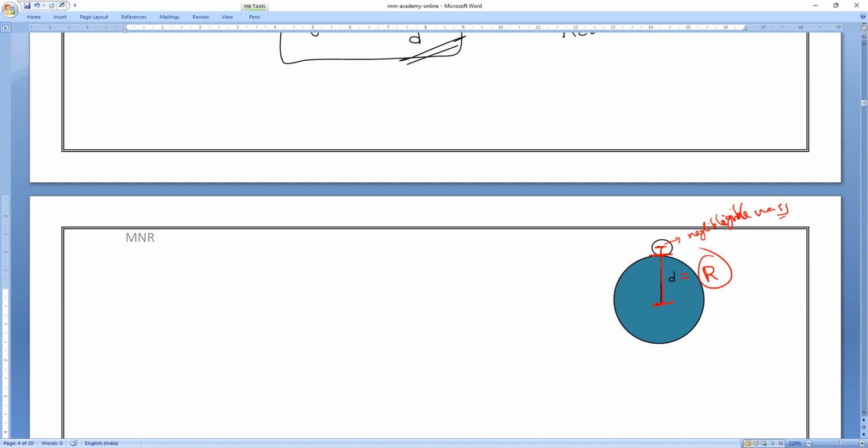Are you clear? As the size of the body is extremely small, I will assume the distance between the two bodies from their centers is approximately equal to the radius of the Earth. Please write it. RE means radius of the Earth. If I take the moon, then what will happen? Radius of the moon. If I take the sun, it will be radius of the sun. All of you understanding? Radius of the sun.